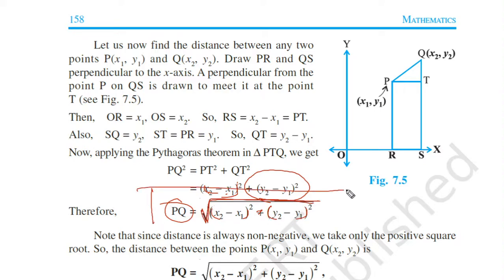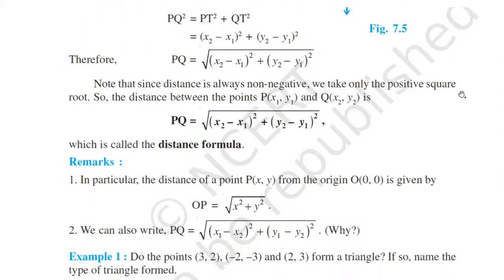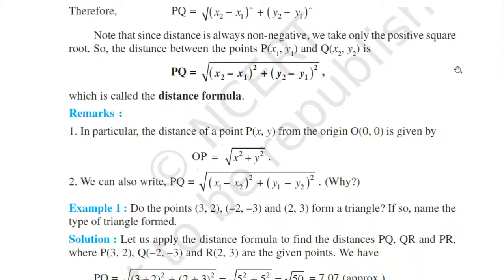So here is your formula, for the distance between two points where the coordinates of the points are given. So you can write this formula. Hopefully you have understood this. Now there are some remarks I would like to highlight. The first one is, in particular, the distance of a point P(x, y) from the origin (0, 0) is given by this.